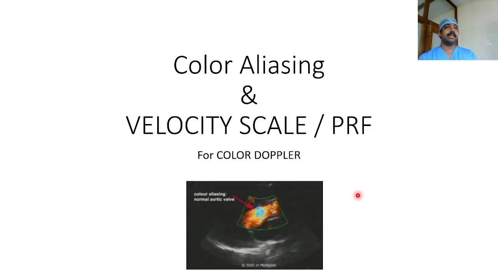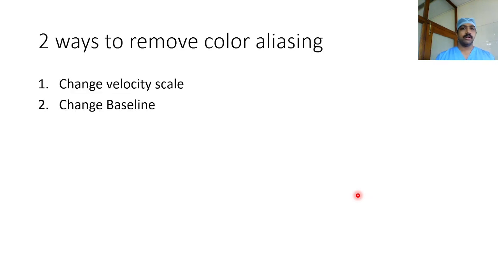Next is coming to aliasing. We have discussed the Doppler aliasing. There is an issue with color aliasing also. For color Doppler, there are two ways to remove the color aliasing: change the velocity scale, as well as change the baseline.